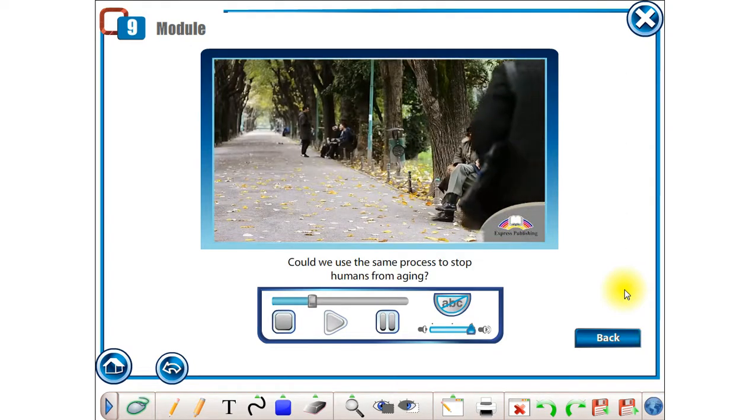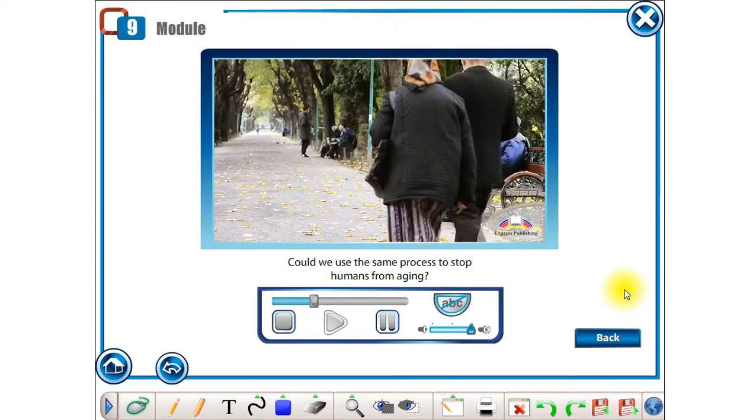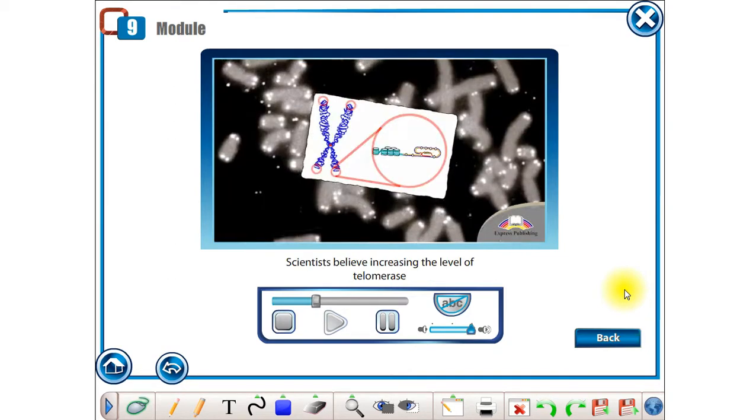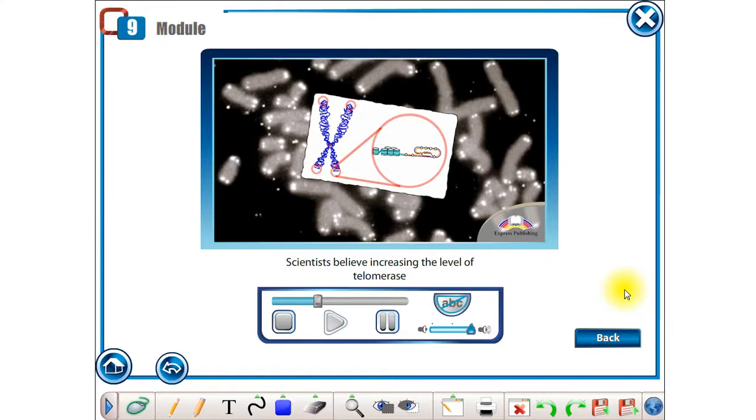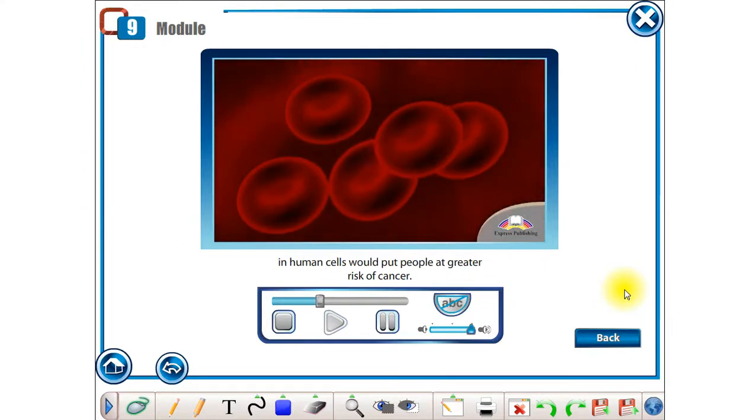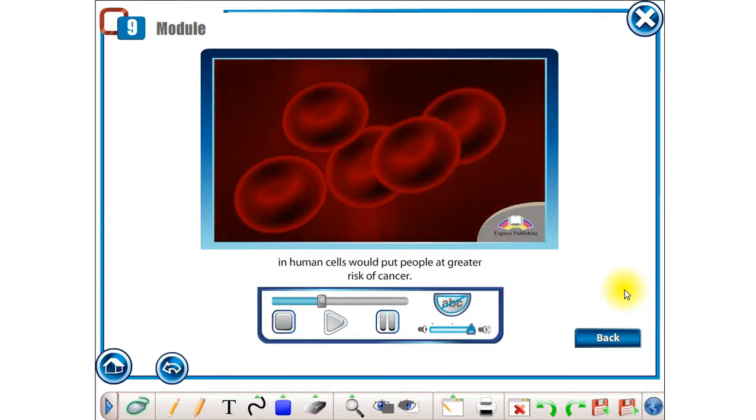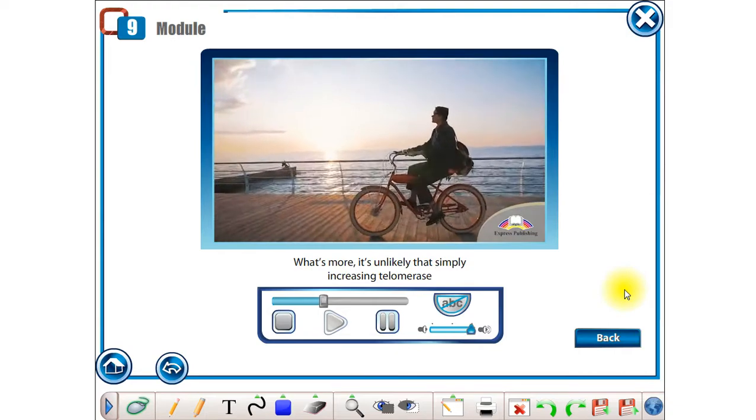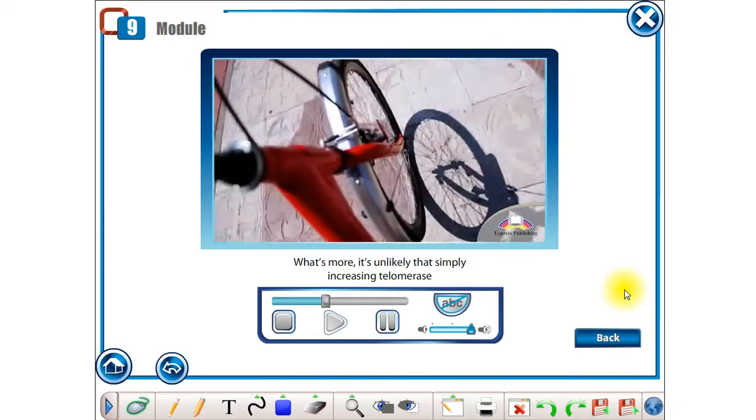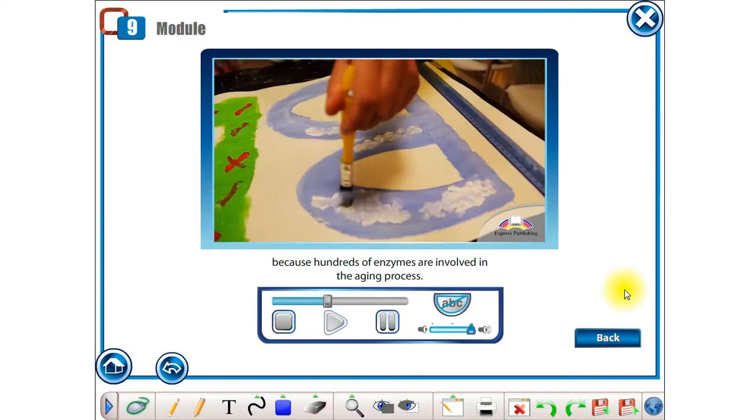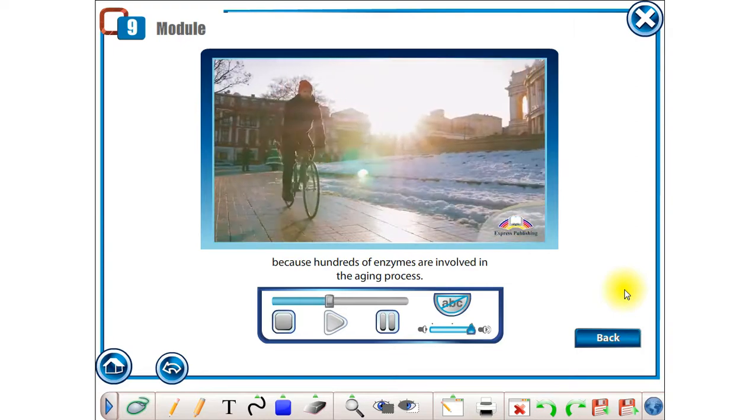Could we use the same process to stop humans from aging? Scientists believe increasing the levels of telomerase in human cells would put people at greater risk of cancer. What's more, it's unlikely that simply increasing telomerase would be enough to keep us young, because hundreds of enzymes are involved in the aging process.